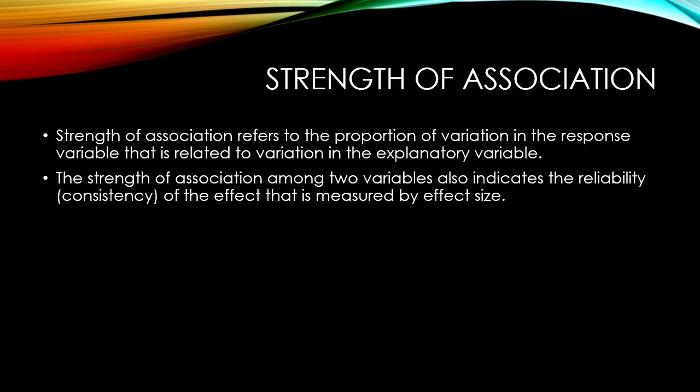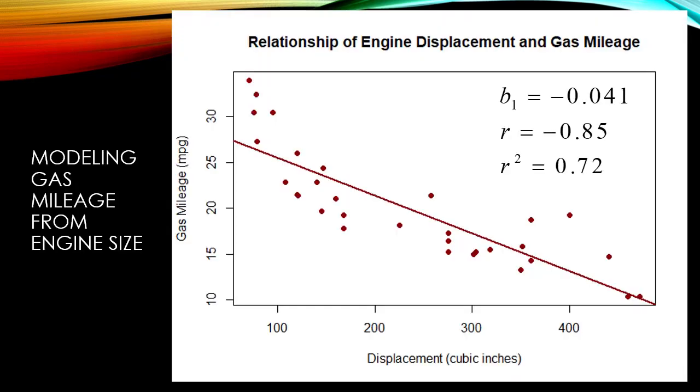The strength of association among two variables also indicates the reliability or consistency of the effect that is measured by effect size. So although effect size and strength of association are two different measures, one of those tells us something about the other. When we look at the slope and see that it is negative 0.041, that tells us how much change there is in the response variable as a function of change in the explanatory variable, but we don't know how consistent that change is.